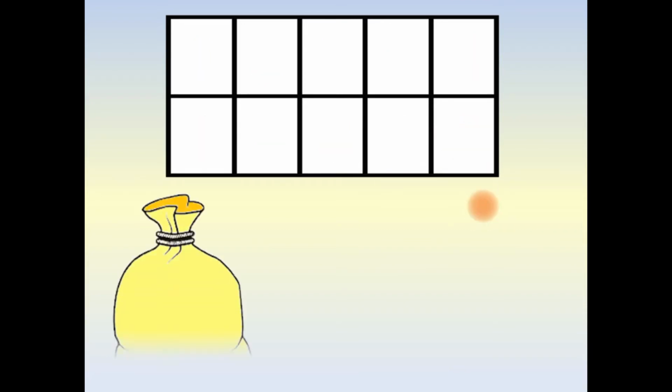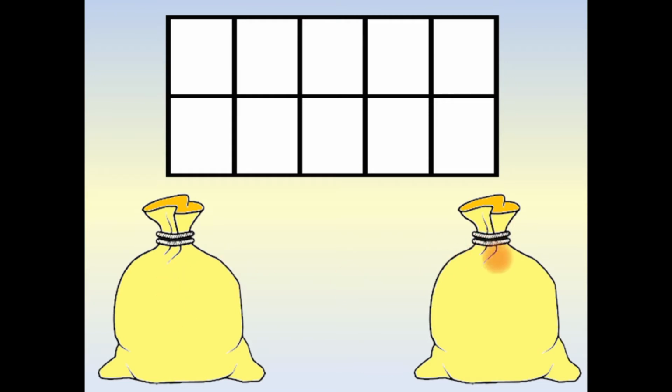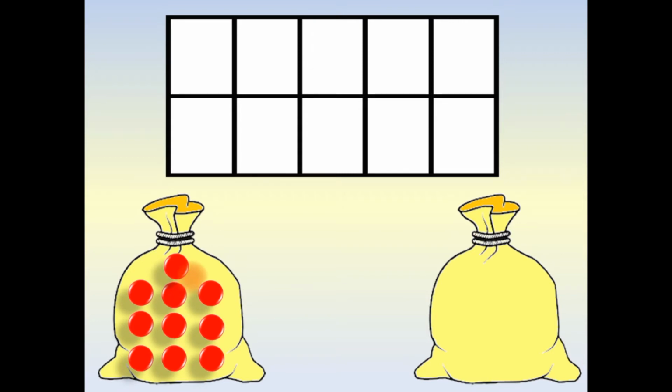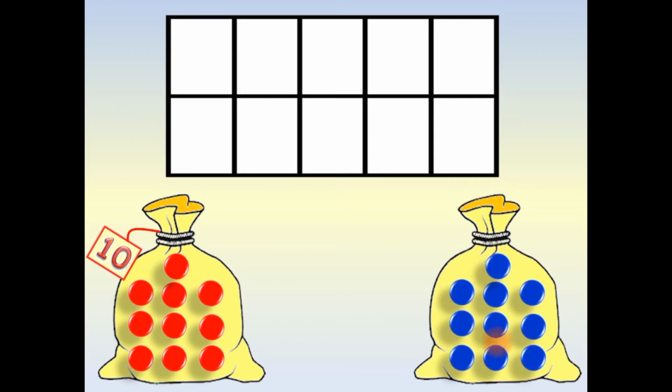And now, we have 2 bags. In the first bag, we have red phones. We count the number of phones. We have 10 red phones. In the second bag, we have blue phones. Also, we have 10 blue phones. Now, we will distribute the red phones and the blue phones in the boxes. We're going to distribute the red phones.